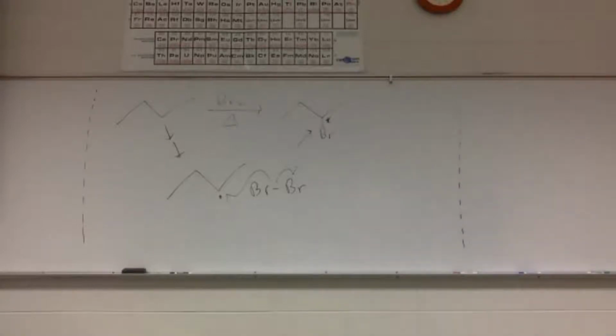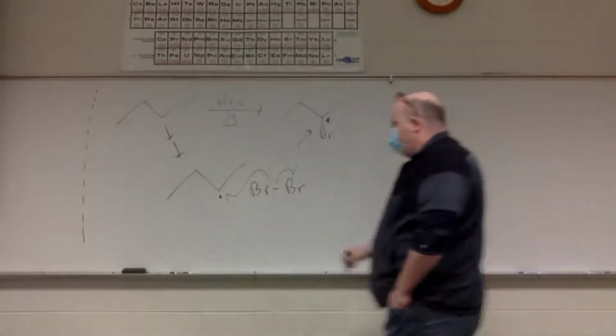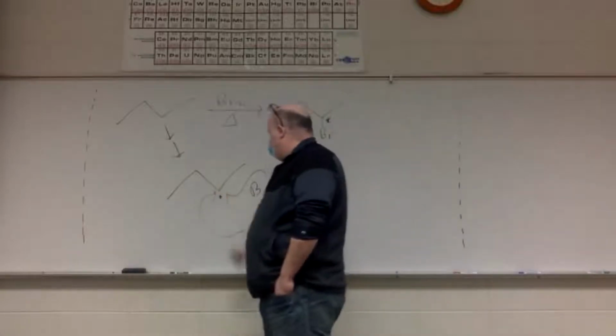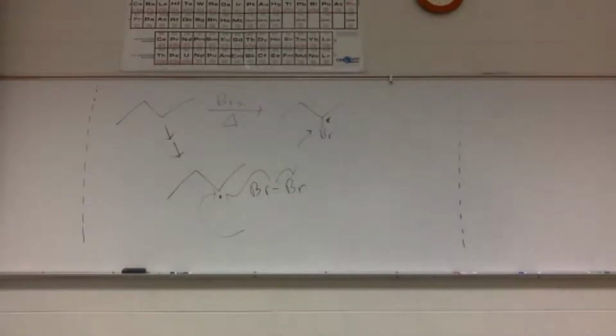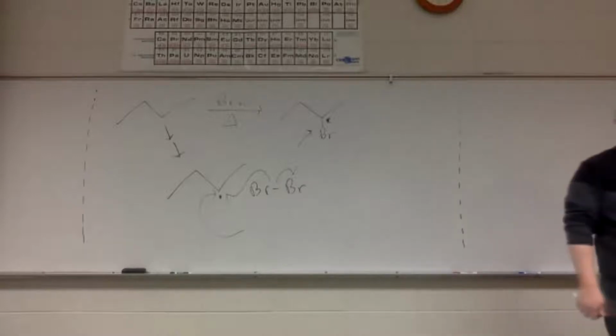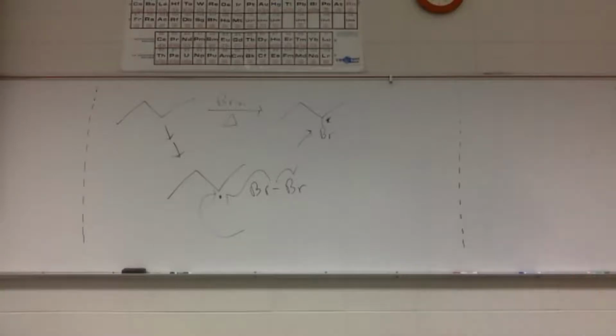Well, let's look at the hybridization. What's the hybridization of that carbon right there? sp, sp2, sp3, some heretofore unknown hybrid orbital? Well, how do you figure out the hybridization? What do we count?